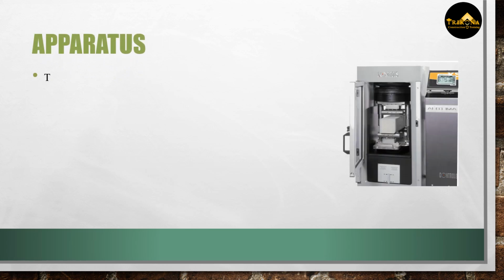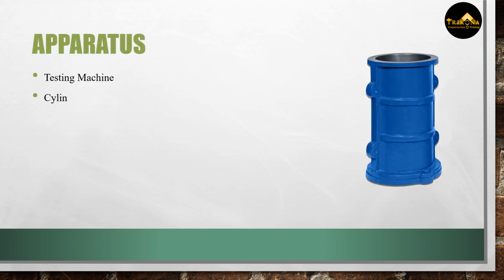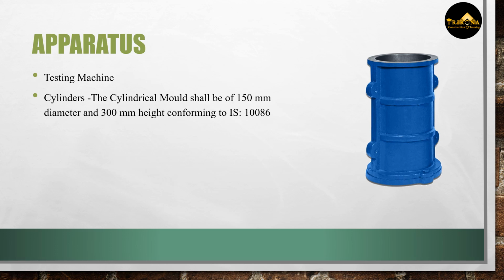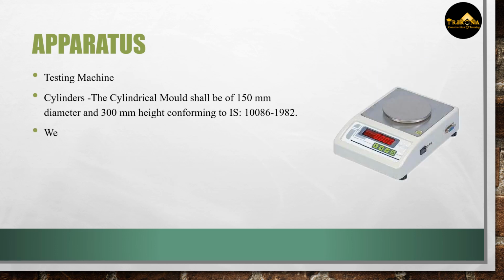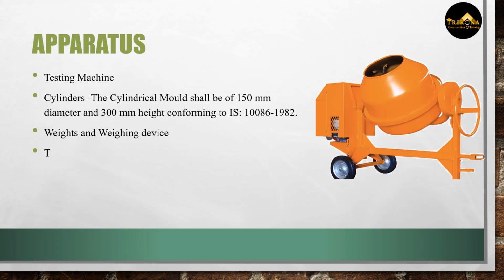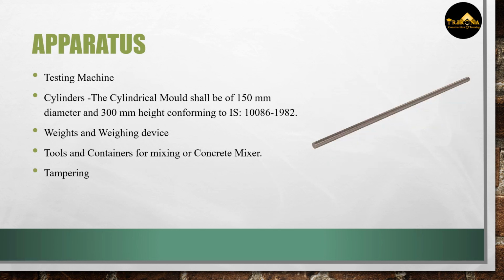Apparatus. Testing machine. Cylinders. The cylindrical mold shall be of 150 mm diameter and 300 mm height, conforming to IS 10086-1982. Weights and weighing device. Tools and containers for mixing, or concrete mixer. Tamping rod, 16 mm in diameter and 600 mm length.